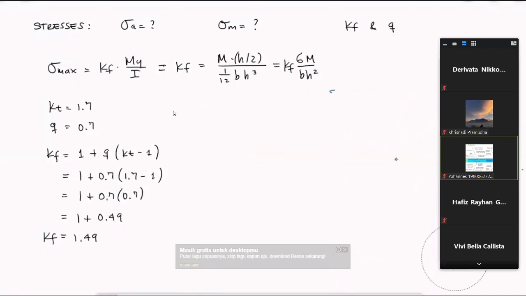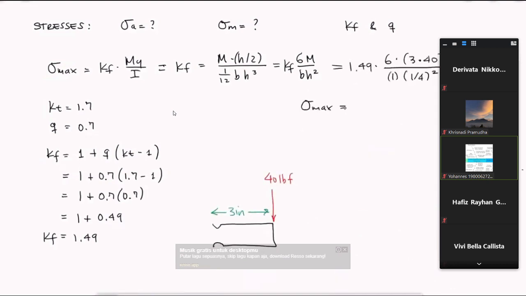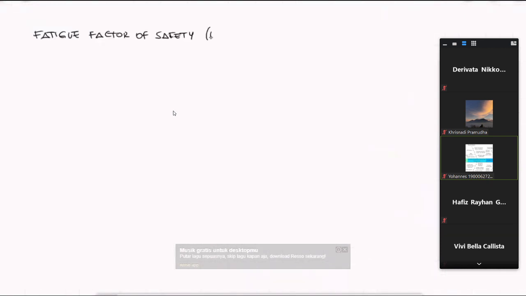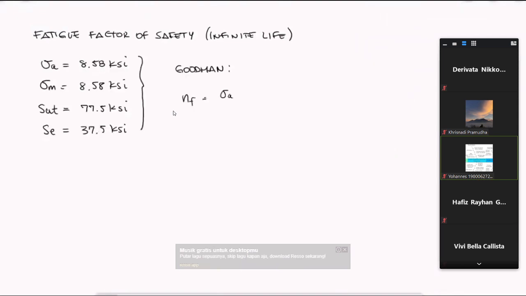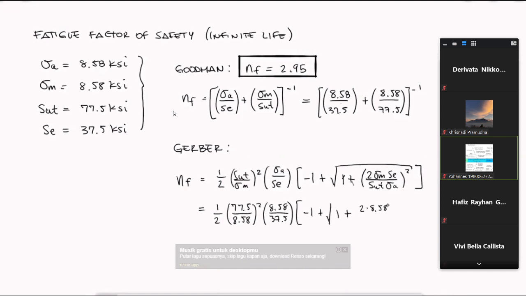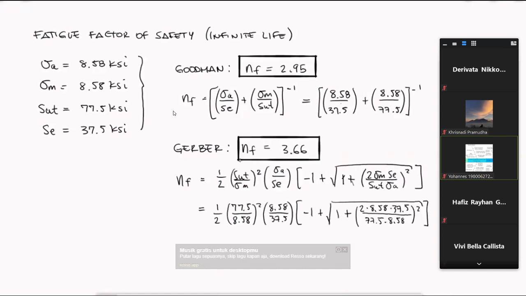of 1.49. With the moment at the notch of 3 inches times 40 pounds, the maximum stress value would be equal to 17.16 KSI, which means that the mean stress and the alternating stress both have a value of 8.58 KSI. All there is left to do is use the expressions to calculate the factor of safety following the Goodman and the Gerber criteria. For Goodman, we would obtain a factor of safety of 2.95, and for Gerber, we would obtain a value of 3.66.